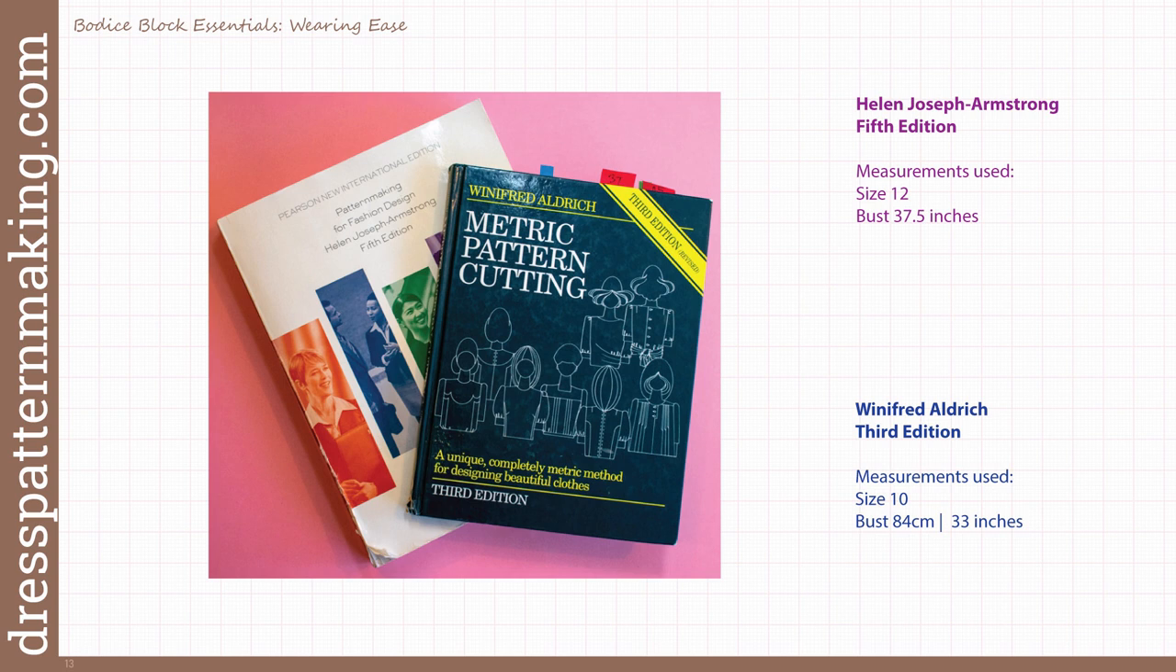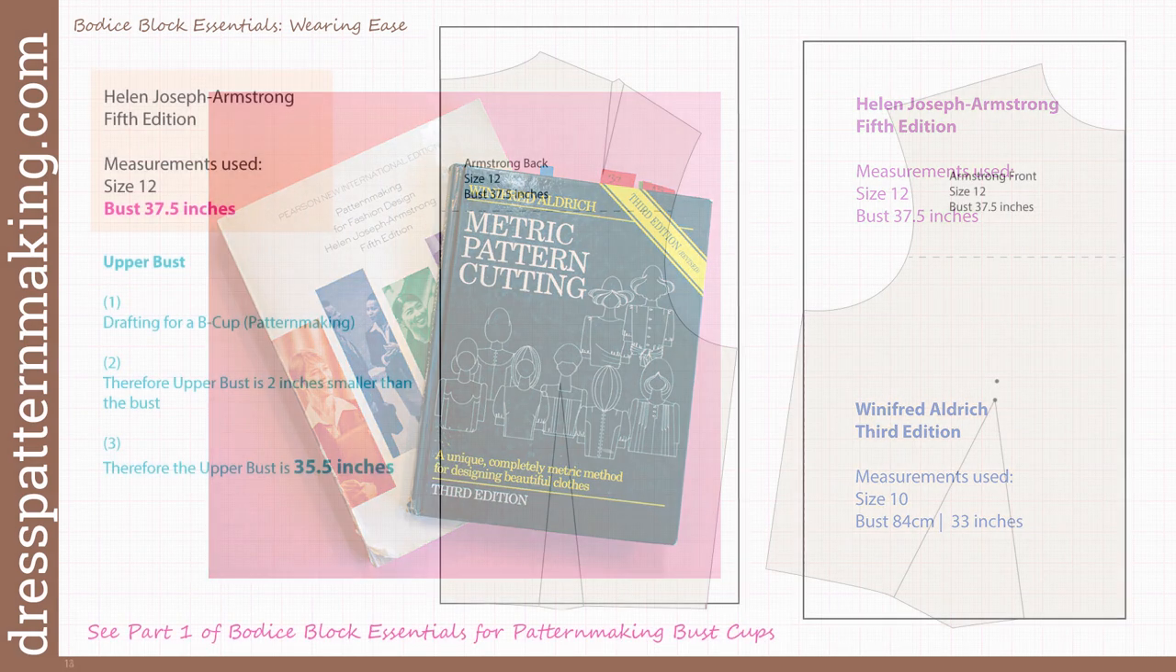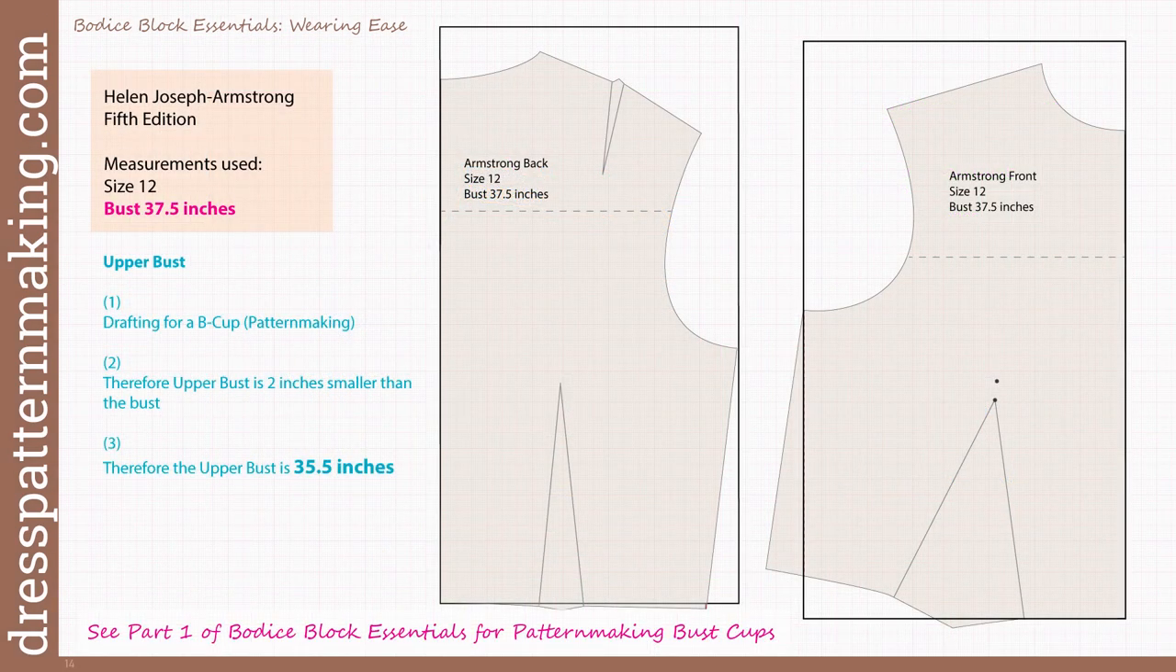Now, just a note for those who might think it is very strange that a size 10 is 33 inches and then a size 12 is 37.5 inches in the bust. That's because Winifred Aldridge is using a UK sizing system and Helen Joseph Armstrong is using an American sizing system. I'm starting with the block drafted to Helen Joseph Armstrong's directions.